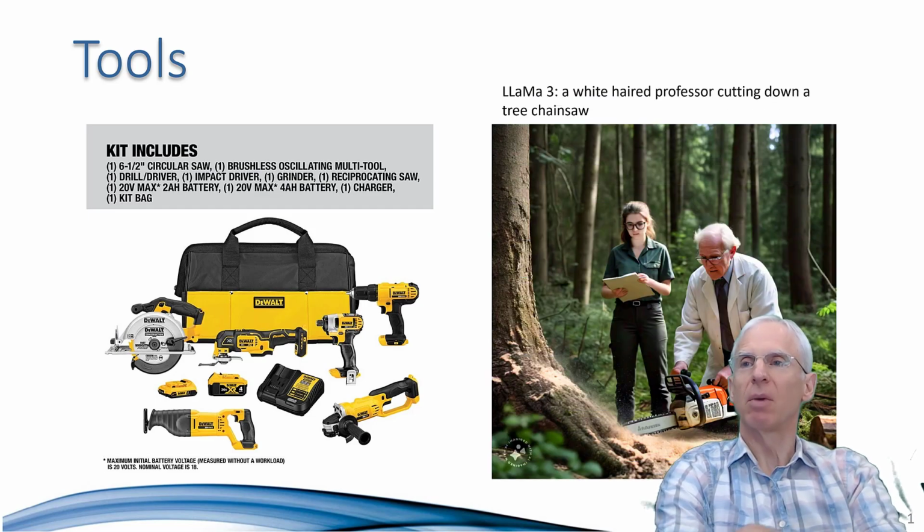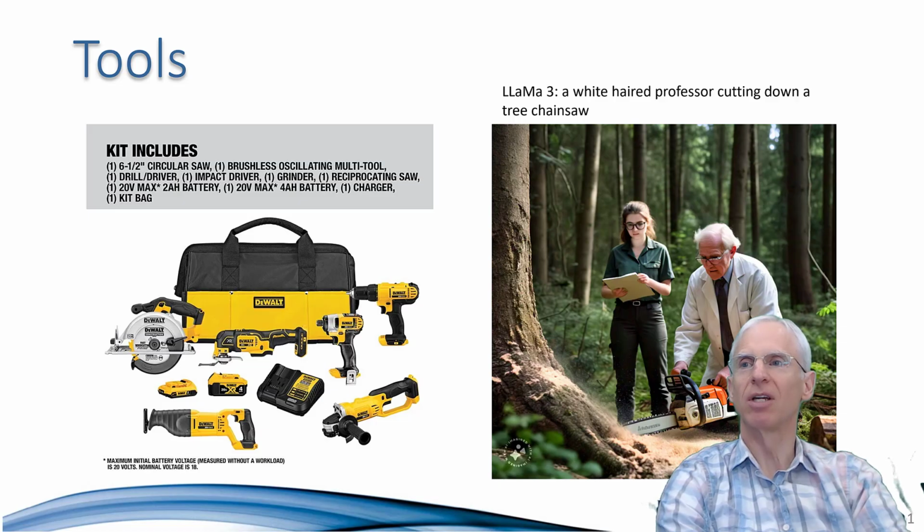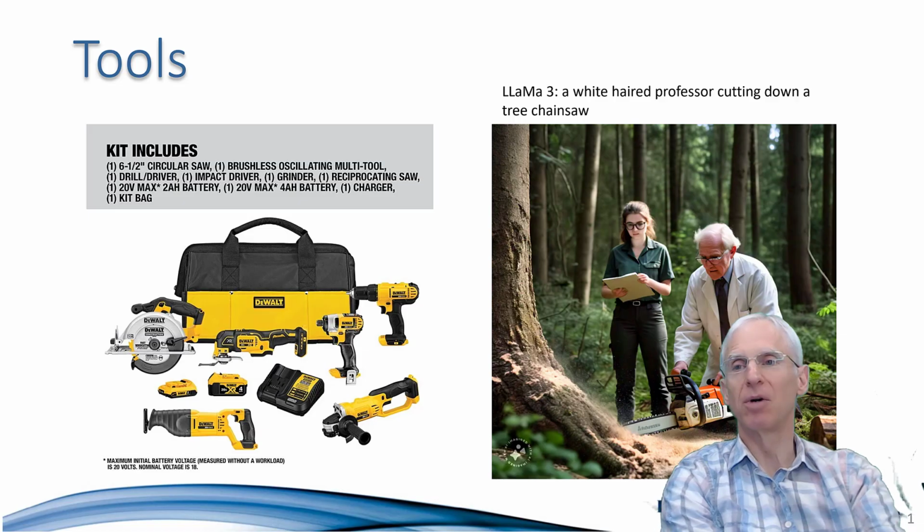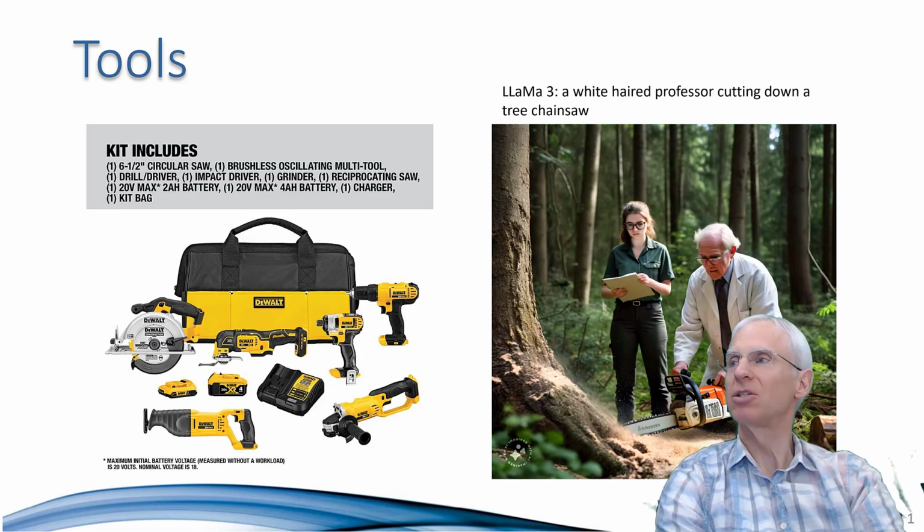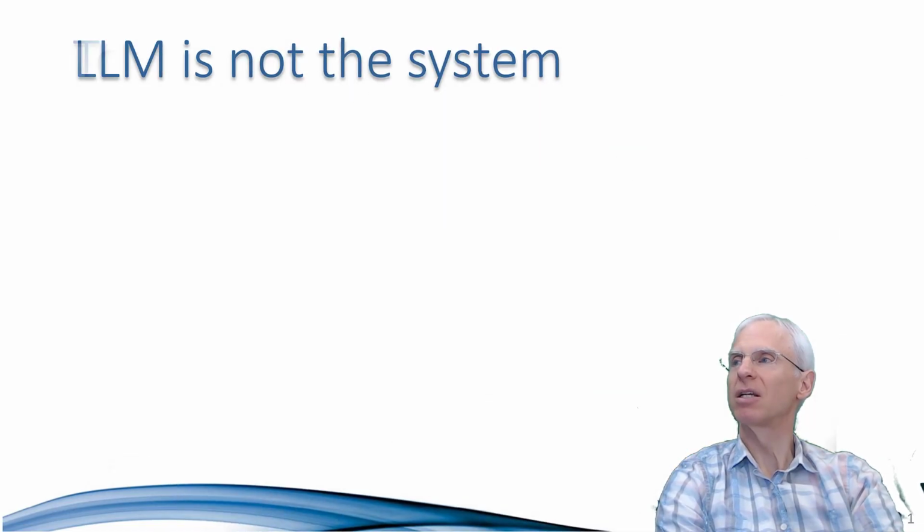All right, here's my example here. This is an older picture of a white-haired professor cutting down a tree with a chainsaw. I don't know why he's cutting so close to the ground, because that's very hard on the chainsaw blades and can actually damage the blade if it hits rocks or soil or things like that. But anyway, a chainsaw is the tool for cutting down trees. You can try other tools, but it's not going to go real well.